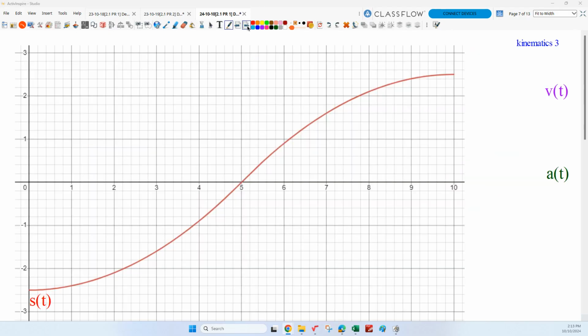Okay, so let's go back to our game. What about this guy? I'll let you guys figure this one out now. What's the velocity function going to look like?